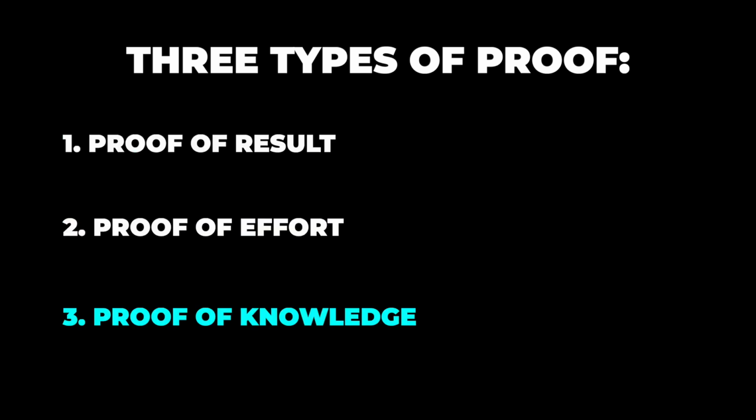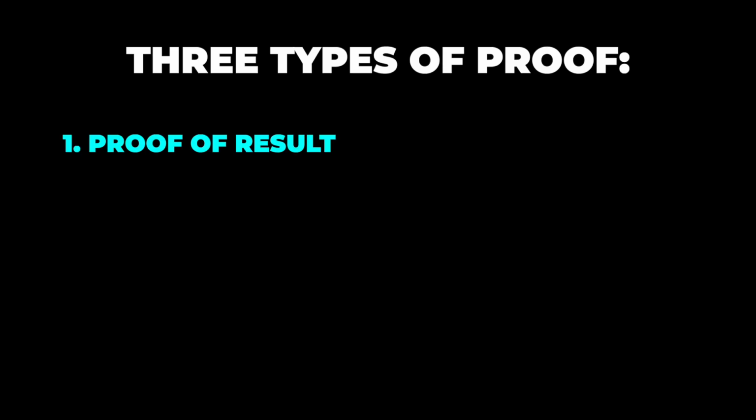And there are 3 types of proofs: proof of result, proof of effort, and proof of knowledge. And whenever you produce an educational piece of content, usually you need one of these 3 proofs in order to get someone to want to consume your piece of content. And in this video, I'll be going through each one. So let's go with proof of result.